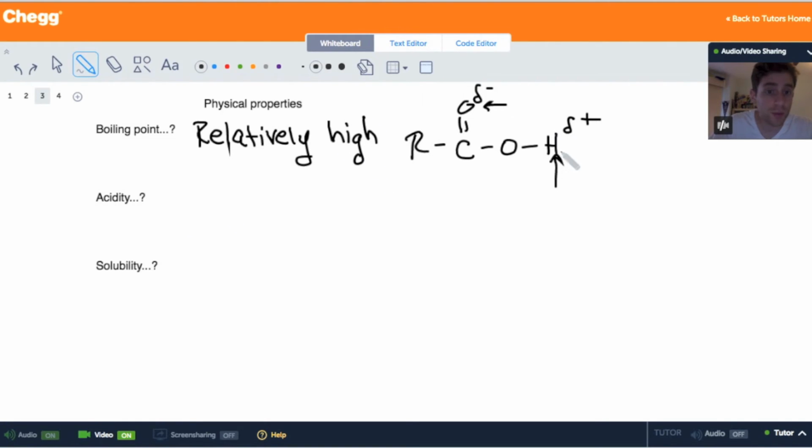Acidity, like we said before, this partial positive hydrogen atom causes it to be weakly acidic. So it is a weak acid, and we'll see also why, another reason why it's an acidic molecule.